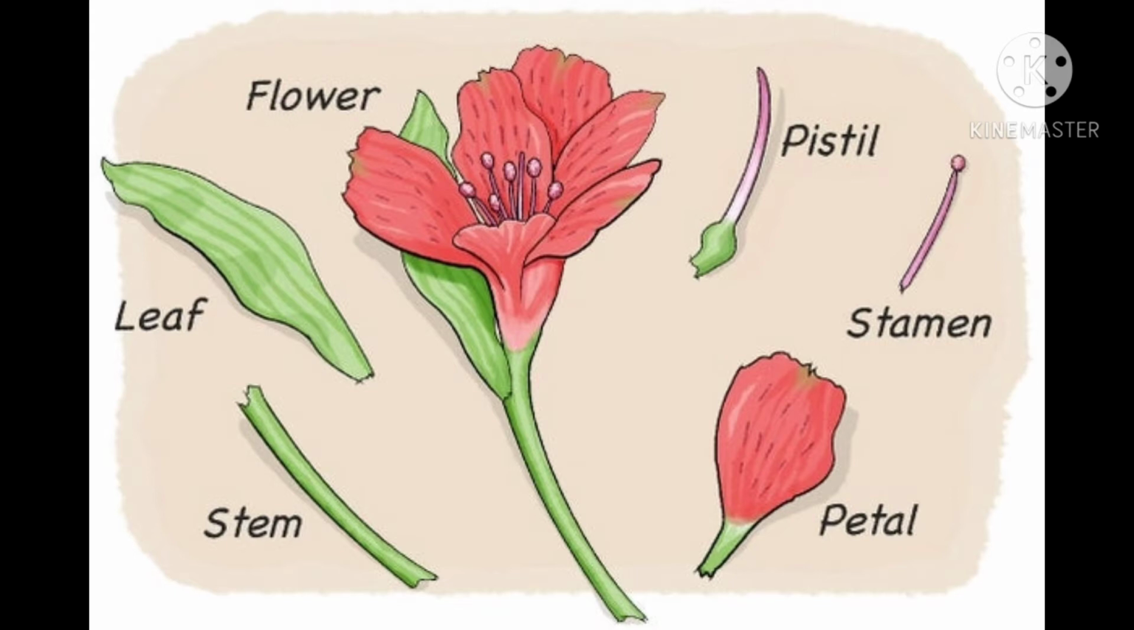Stamen. On the inner side of the petals, there are stalks with swollen tips. These are called stamens. Carpel. In the middle of a flower lies a thin flask-shaped structure called carpel. The carpel also helps in the formation of fruits and seeds.